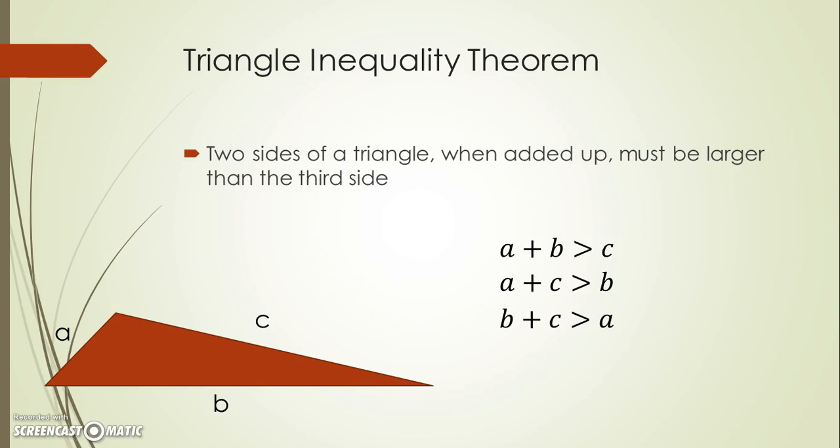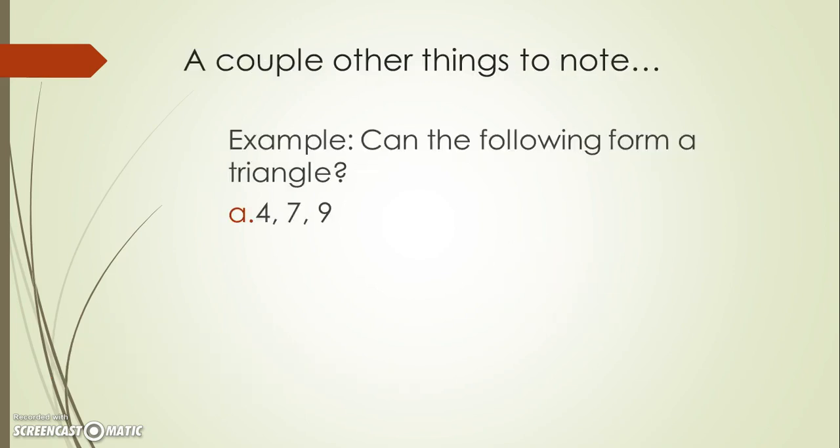The triangle inequality theorem states that two sides of a triangle when added together must be larger than the third side. A plus B is bigger than C, A plus C is bigger than B, B plus C is greater than A. So we test all three of those to see if it does form a triangle. If they are all three bigger, then it's a yes.